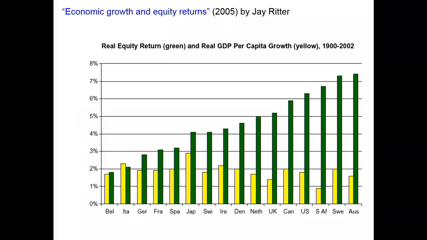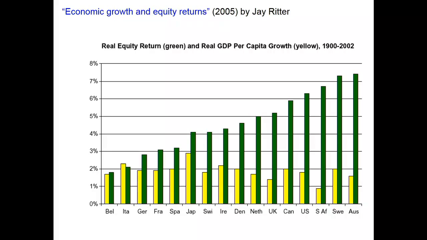To show this in general, one broad bit of evidence, have a look at this particular graph. This graph tells you the real returns to equity, so after adjusting for inflation, and the real gross domestic product, so economic growth, over a 102-year period, 1900 to 2002. The yellow is the economic growth. The green is equity growth, what we associate with the share market.